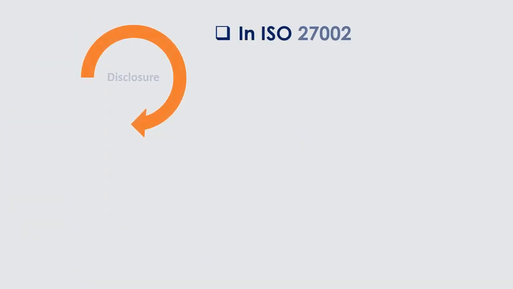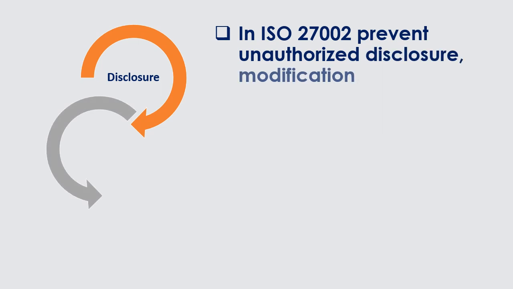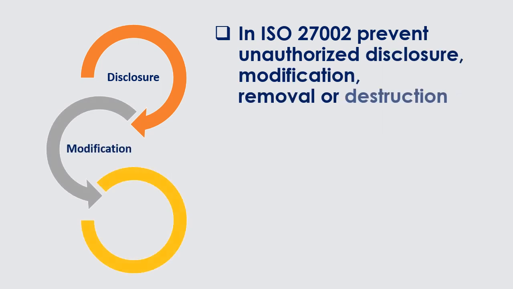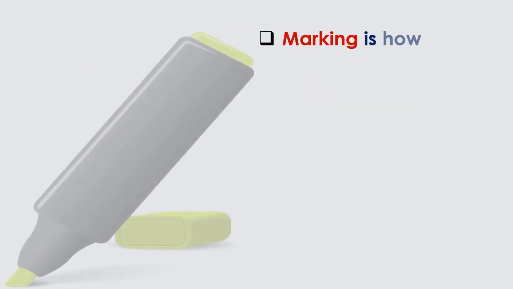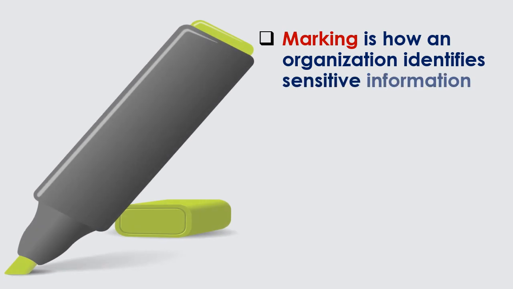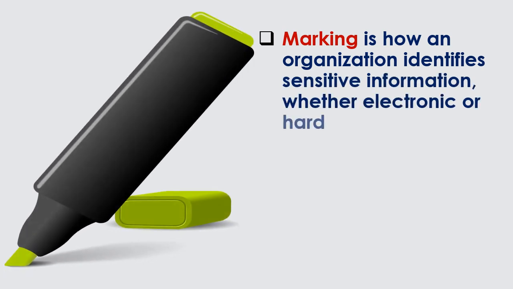In ISO 27002, the goal is to prevent unauthorized disclosure, modification, removal, or destruction of information stored on media. Marking is how an organization identifies sensitive information, whether electronic or hard copy.